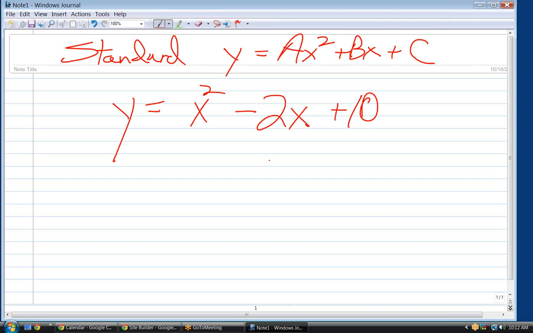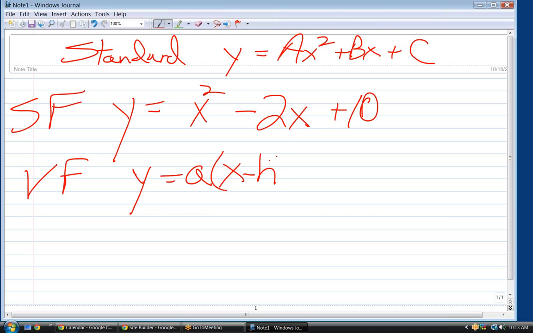There's standard format. Let's put that in vertex format, which is y equals a times x minus h squared plus k. So that's what we have to do: we have to have this thing end up looking like that. So this is the key element that we have to convert to. What does that call for? What do we have to do?